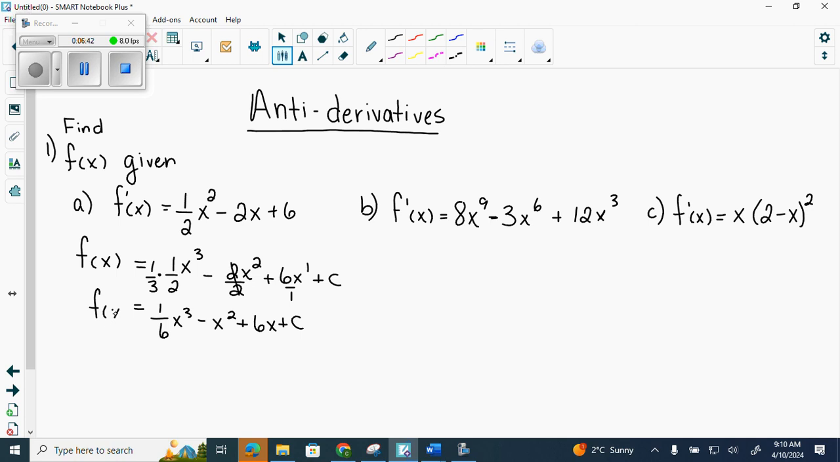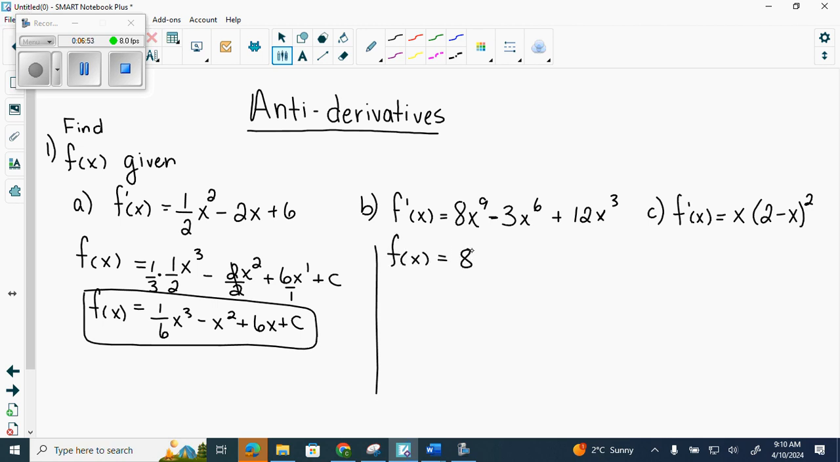Well, I hope you guys all got that. All right. B. We're going to take the 8 x to the 10, divide by 10, minus 3x to the 7, divide by 7, plus 12x to the 4, divide by 4, plus c. Trust me, you're going to get the c's. So then we get 4 over 5, x to the 10, minus 3 over 7, x to the 7, plus 3x to the 4, plus c.